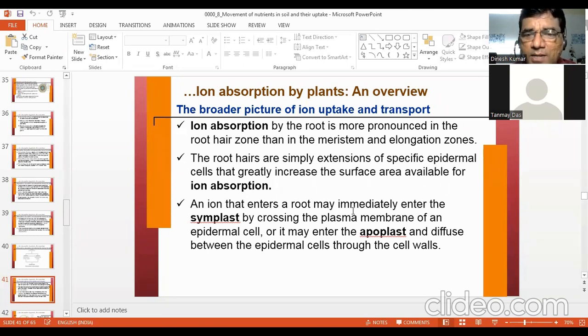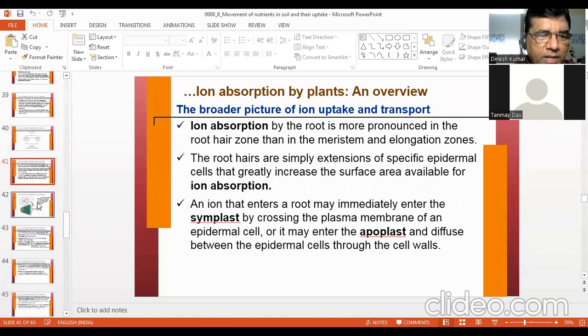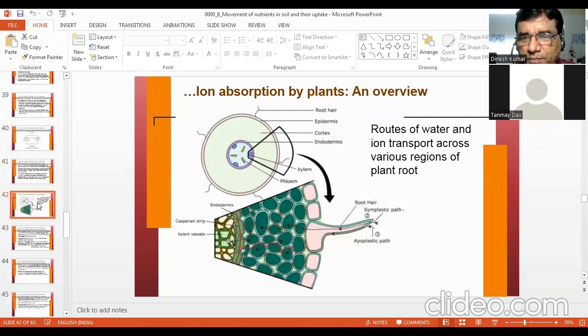So an ion that enters a root may immediately enter the symplast. Symplast is from cell to cell by crossing the plasma membrane of an epidermal cell, or it may enter the apoplast and diffuse between the epidermal cells through the cell walls. You will understand it better when I show you this picture.